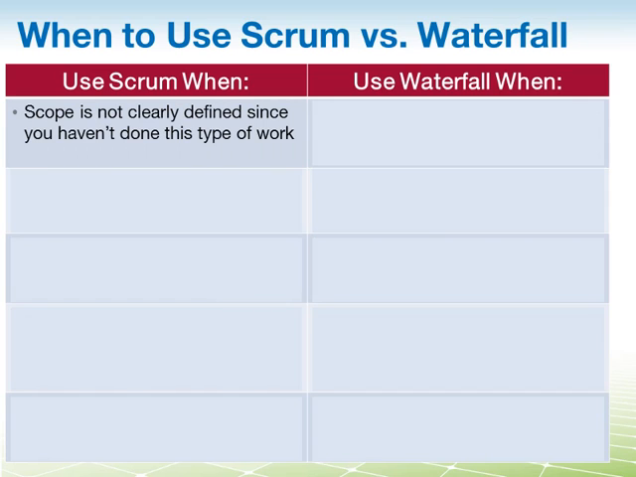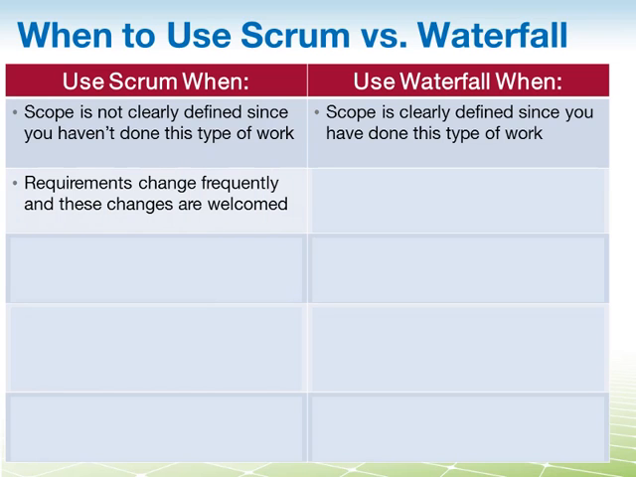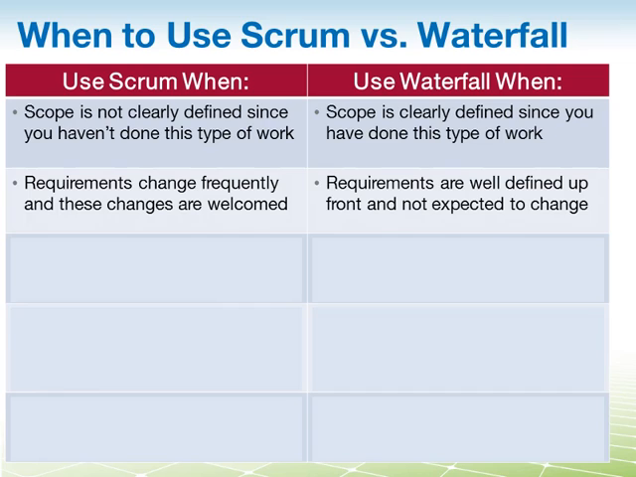So use Scrum when your scope is not clearly defined, since you haven't done this type of work before. But you want to use the Waterfall approach when the scope is clearly defined, since you have done this type of work previously in other projects. Then you should also use Scrum when the requirements change frequently, and these changes are part of your philosophy, part of your approach. You welcome these changes. However, use Waterfall when requirements are well defined up front and not expected to change, or at least not expected to change much.